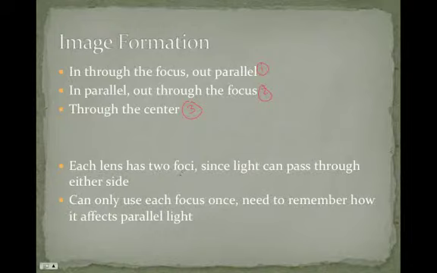Now each lens has two foci since light can pass through either side. You can only use each focus once as far as these phrases are concerned, so you need to remember how it affects parallel light. Does it spread it out or does it converge it? So when you say in through the focus, are you talking about the initial focus or are you talking about the second focus? And the same thing with parallel.